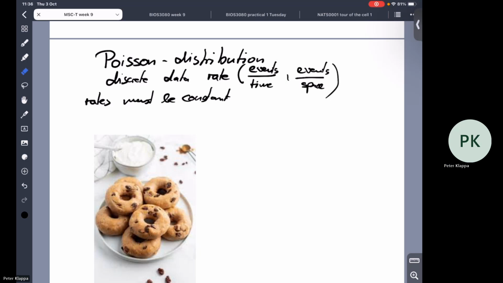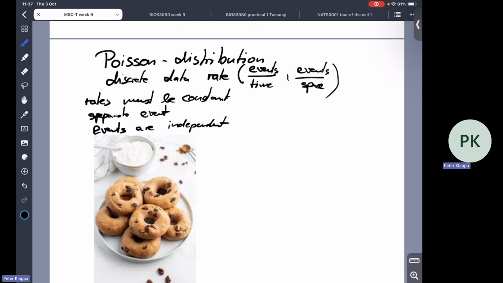Events must be separable, we must be able to separate events. It means two raisins can't be in the same spot. And events are independent of each other. Independent of each other. Let me give you an example.